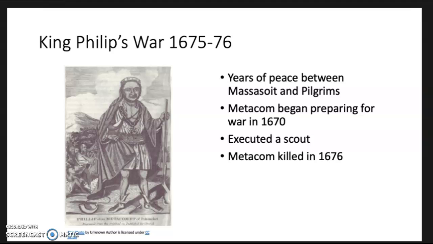Metacom then executed a scout who told the English that the Native Americans were preparing for war. The war included vicious attacks from both sides, and the war ended when Metacom was cornered in a swamp and killed. The English sold captives into slavery. The consistent conflict we will see between colonizers and Native Americans will be over land. As colonies become more populated, colonists will want more Native American land, leading to additional conflicts.